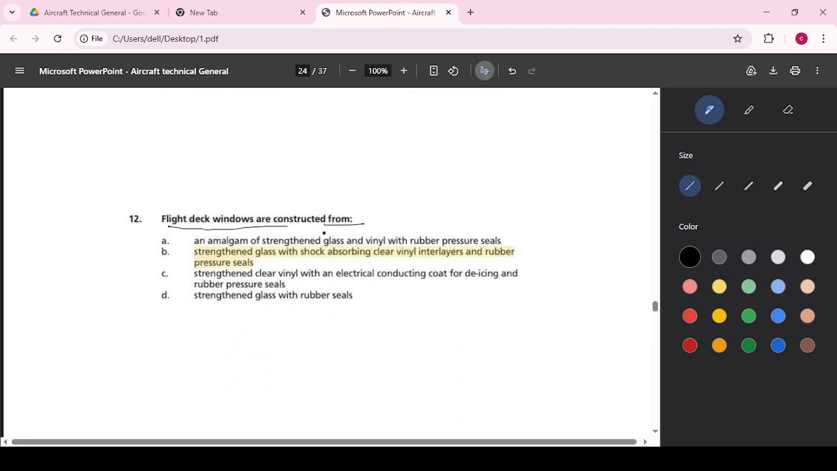So, the flight deck windows are constructed from an amalgam of strengthened glass and vinyl with rubber pressure seals. The flight deck windows are made up of strengthened glass with shock absorbing clear vinyl interlayers and rubber pressure seals. This is correct. Strengthened clear vinyl with an electrical conducting coat for de-icing and rubber pressure seals? No. Strengthened glass with rubber seals? No. So answer is B.